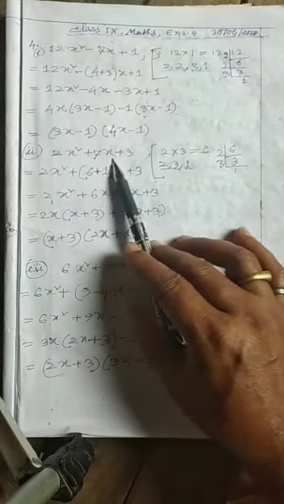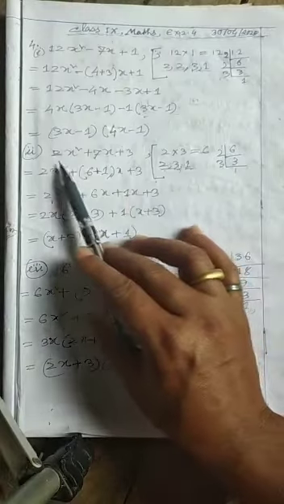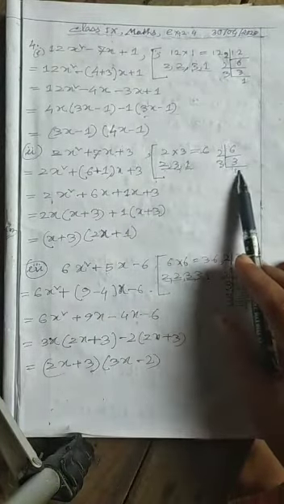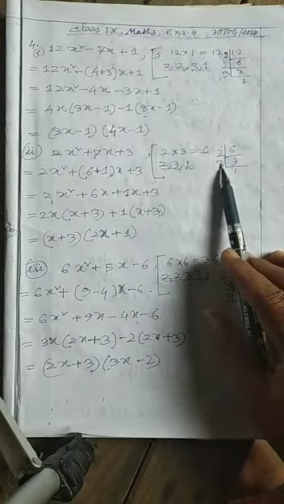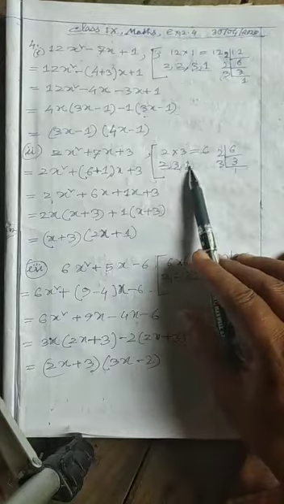Twice x square plus 7x plus 3. So you multiply the first and last term. First and last term are 2 and 3. 2 times 3 is 6. Now factorize it. 2 times 3 is 6, 3 times 1 is 3. So the factors of 6 are 2, 3, 1.